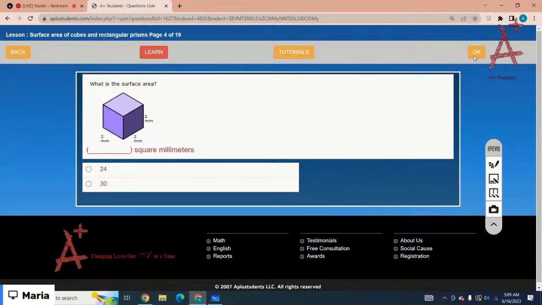Okay, what is the surface area? Which is the correct option? The area of one face is 2 times 2, 4. And then the area of 6 faces would be 6 times 4. It would be 4 times 6 equals 24. So it would be 24.